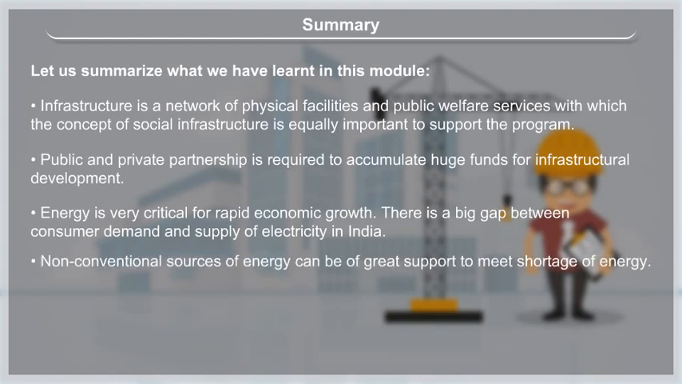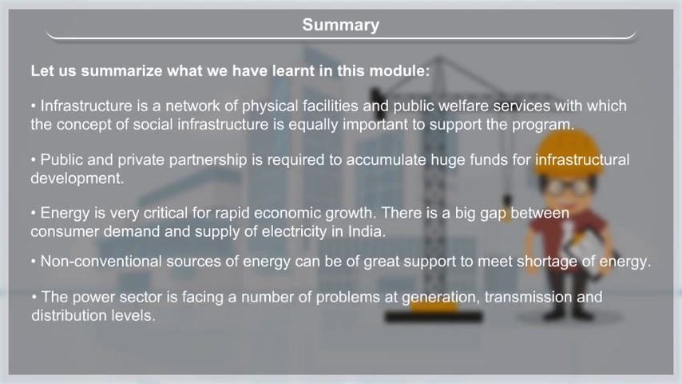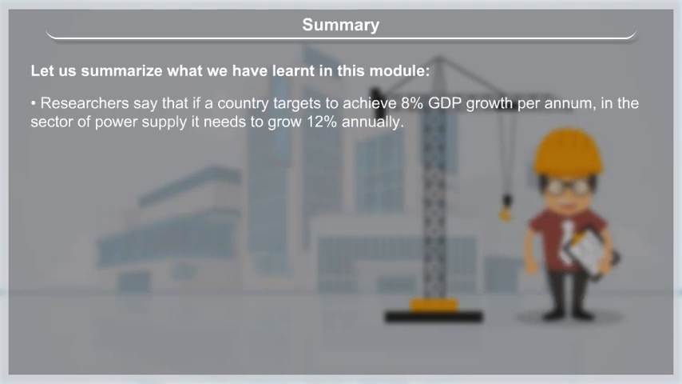Non-conventional sources of energy can be of great support to meet the shortage of energy. The power sector is facing a number of problems at generation, transmission and distribution levels. Researchers say that if a country targets to achieve 8% GDP growth per annum, the power supply sector needs to grow 12% annually.